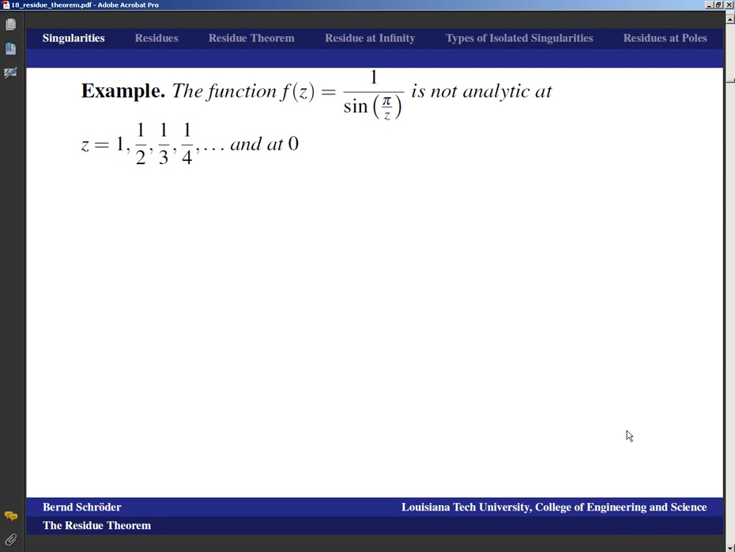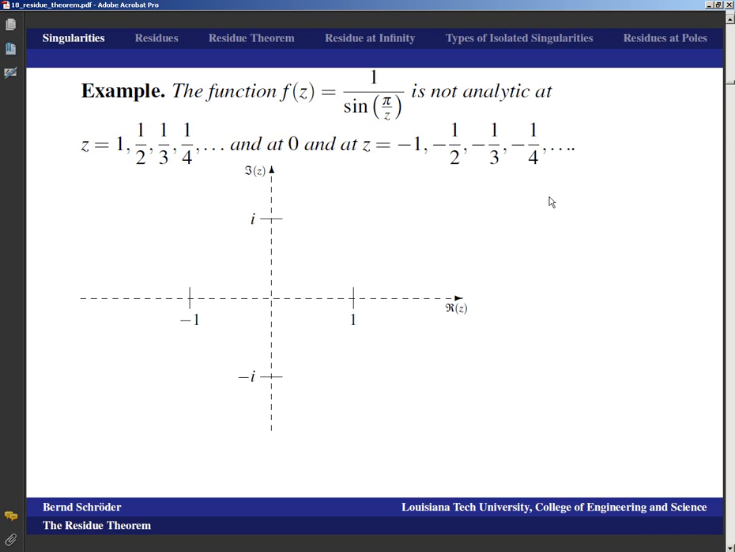Yeah, and I said and at the negatives of these values, and if we want to picture that, we look at our complex plane again, and we get this singularity at 1, at 1/2, at 1/3, all the way down to 0, and from the left at -1, at -1/2, -1/3, also converging to 0, if you will.